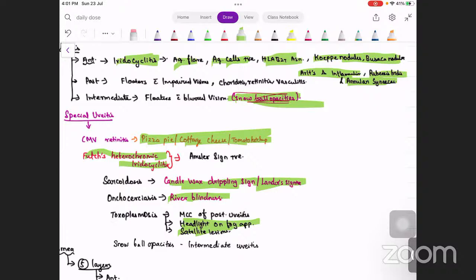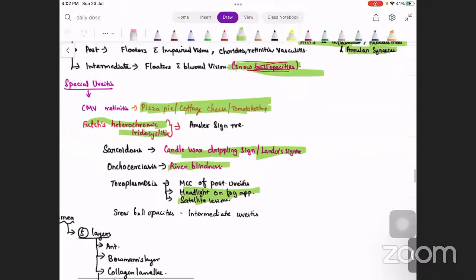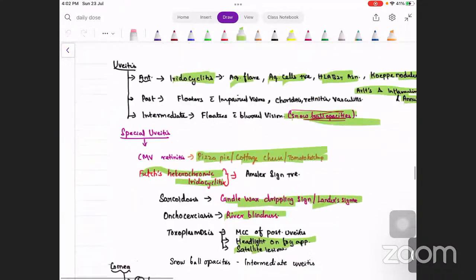So in Fuchs heterochromic iridocyclitis, what sign may you see? Amsler sign. Candle wax dripping sign is seen in sarcoidosis, and Lander's sign is positive in sarcoidosis. Headlight in fog appearance and satellite lesion are seen in toxoplasmosis. Snowball opacities are seen in intermediate uveitis. Koeppe and Busacca nodules are seen in anterior uveitis. These are the important things you have to know about uveitis.